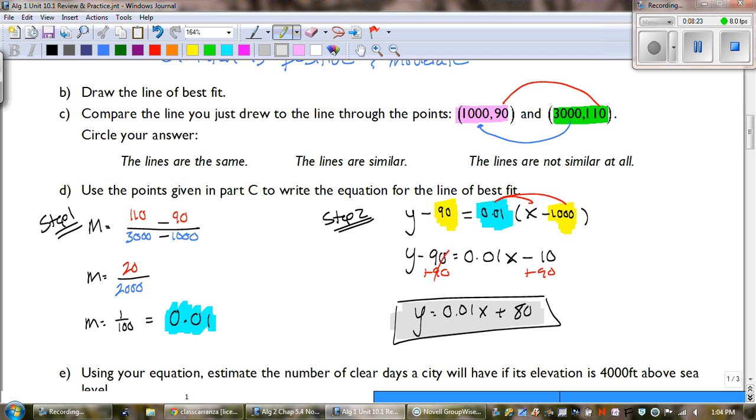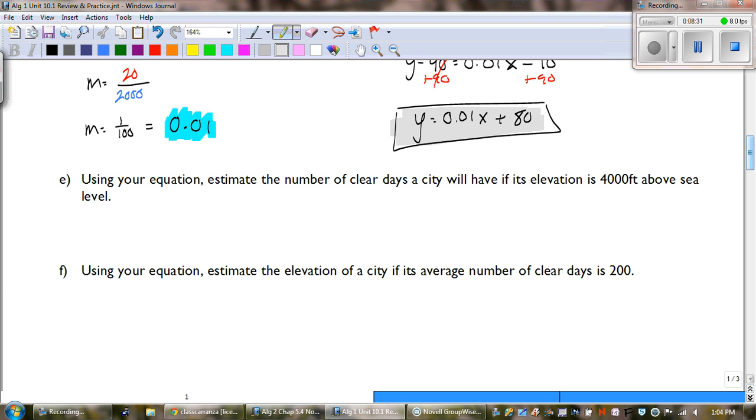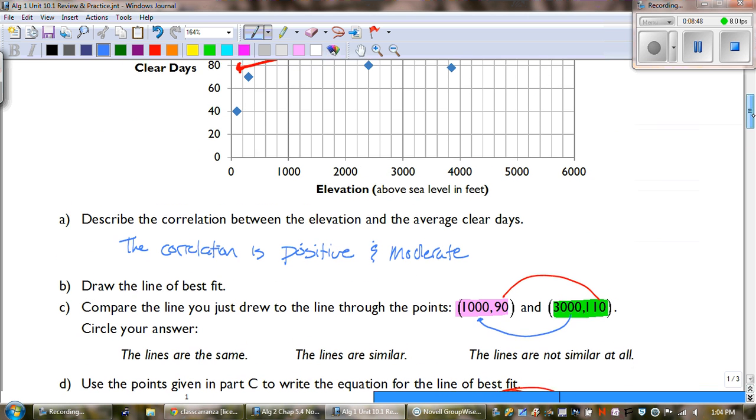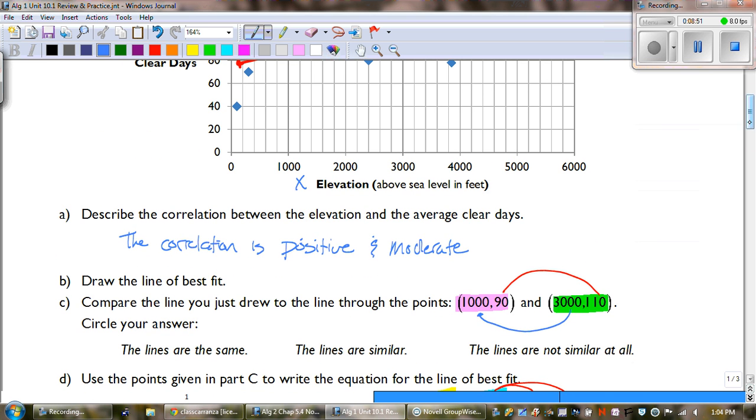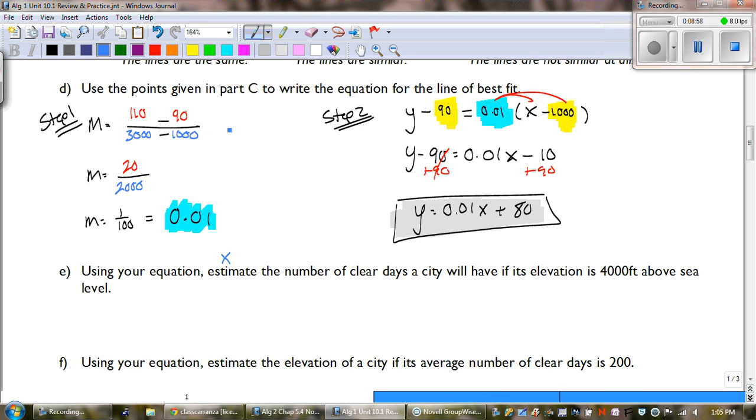Okay, so we've got our equation. Now, using your equation, estimate the number of clear days a city will have if its elevation is 4,000 feet above sea level. Well, before we do any of this, I need to know what's my x and what's my y. So my x is the horizontal axis, so they're saying that x is elevation, so that means that my y is the average number of days. So x is the elevation, and y is the number of clear days.